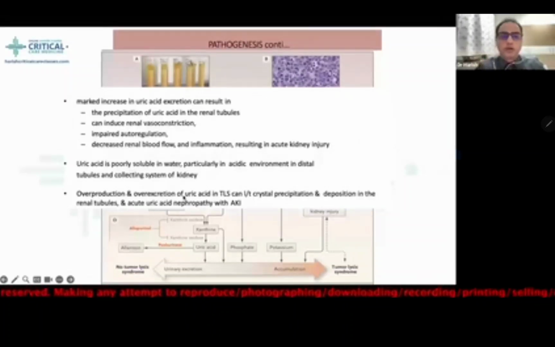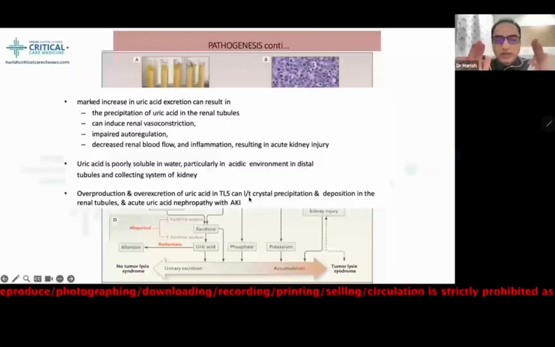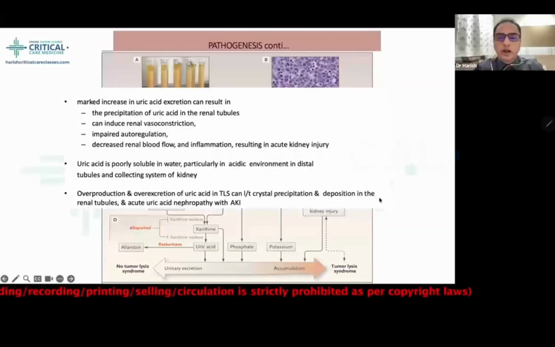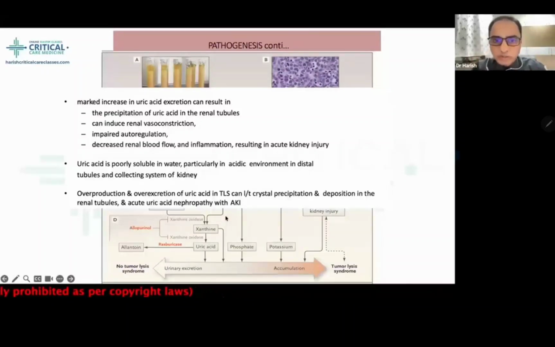So overproduction and over excretion of uric acid in tumor lysis syndrome can lead to crystal precipitation and deposition in the renal tubule, and acute uric acid nephropathy with acute kidney injury. So that is one of the culprits for how a patient can have acute kidney injury in tumor lysis syndrome.